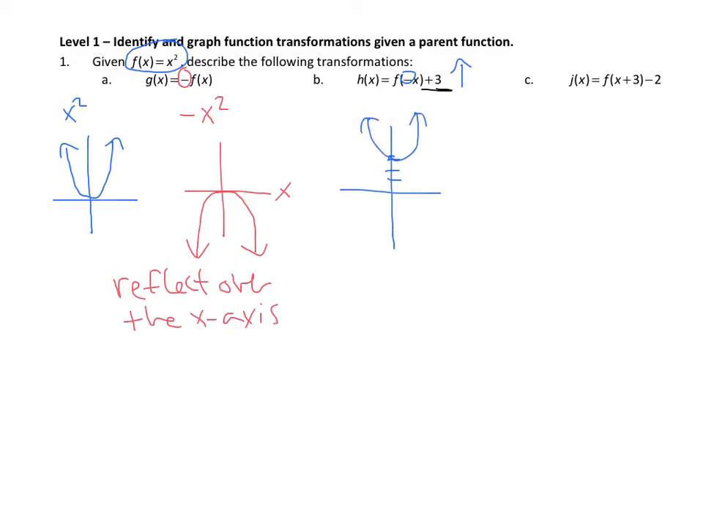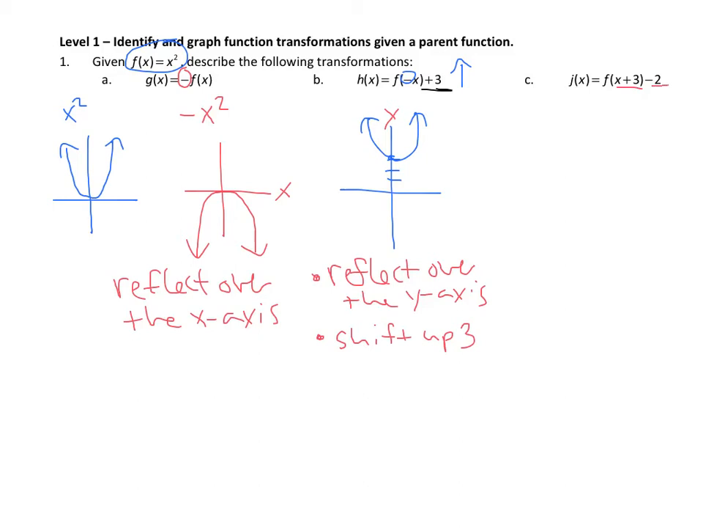But to describe the transformation, it's going to reflect over the y-axis, and it's also going to shift up 3. And then for our last transformation, we have x plus 3, so a plus 3 added on the inside. This is a horizontal shift. And then we have a minus 2 on the outside, which is a vertical shift.